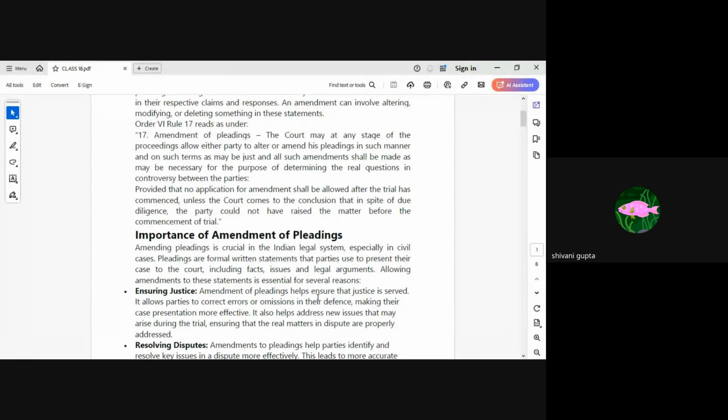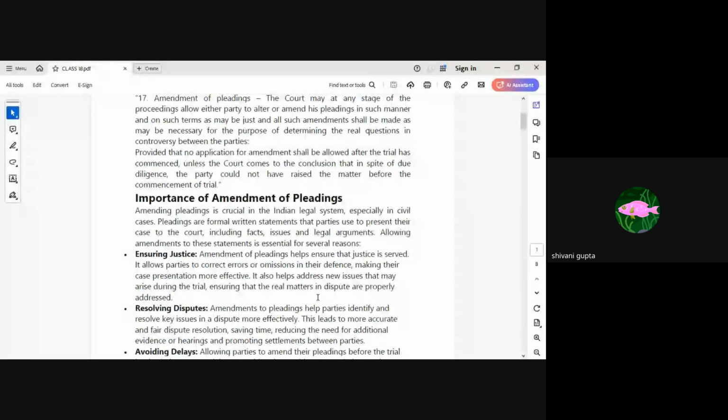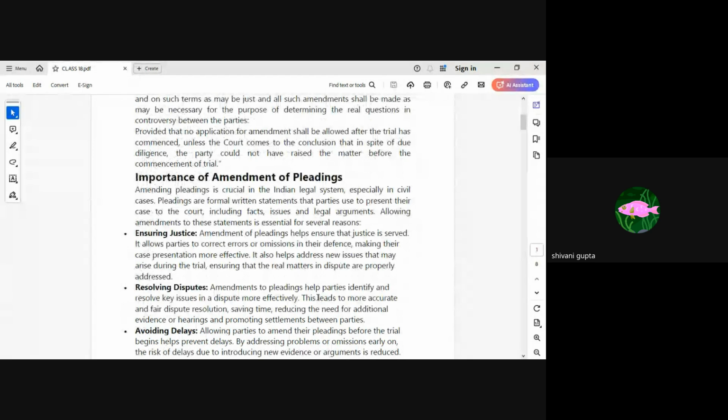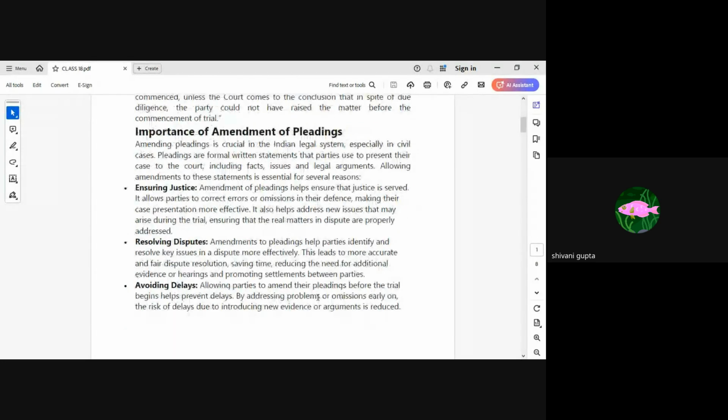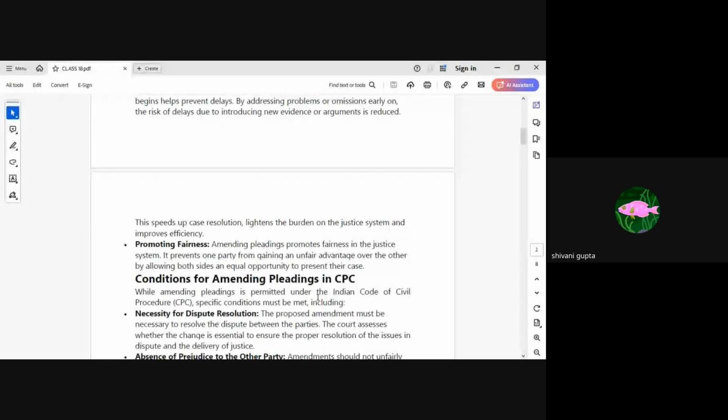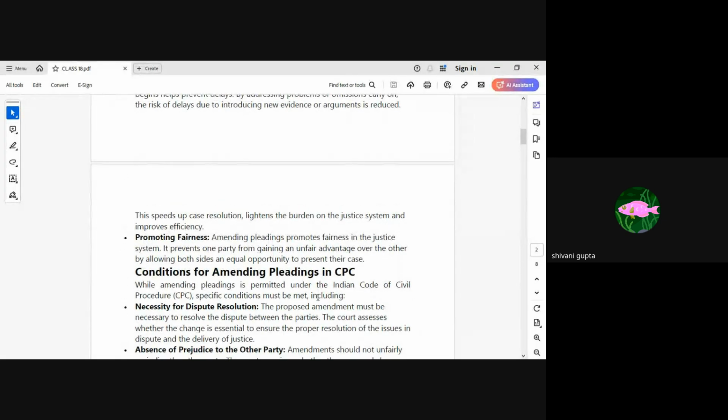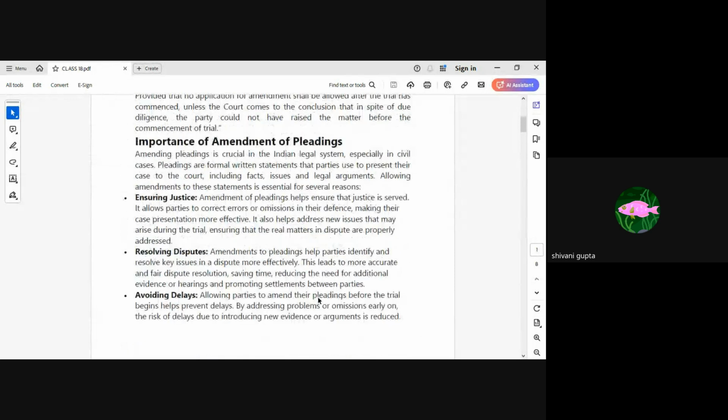First of all, the importance of amendment of the pleading. When we make certain changes and modifications, it is important in identifying and resolving key issues. For example, resolving disputes. Everything is mentioned in the PDF; you can go through it. Next is ensuring justice, avoiding delays, and promoting fairness. These are the things that would happen if the changes are made.